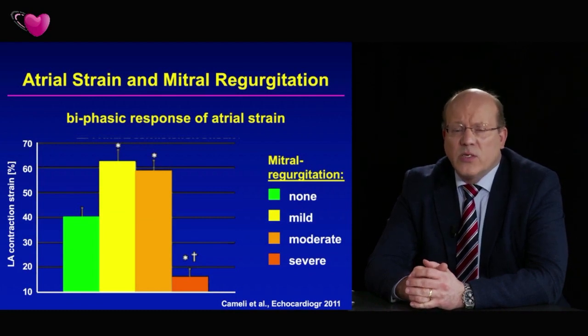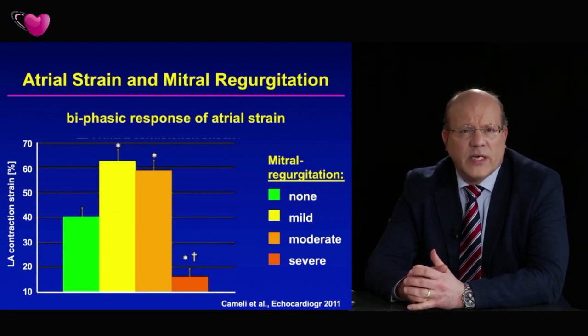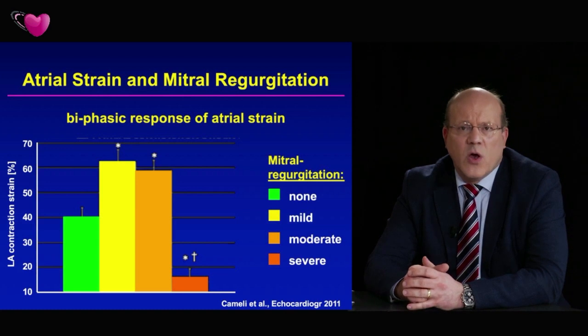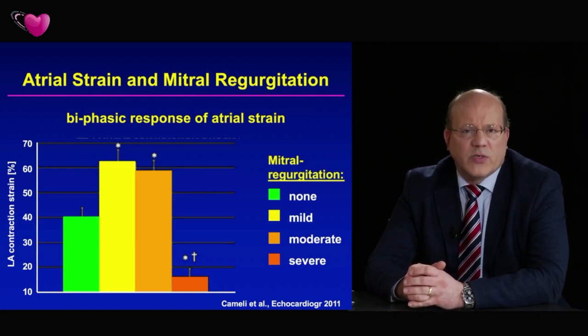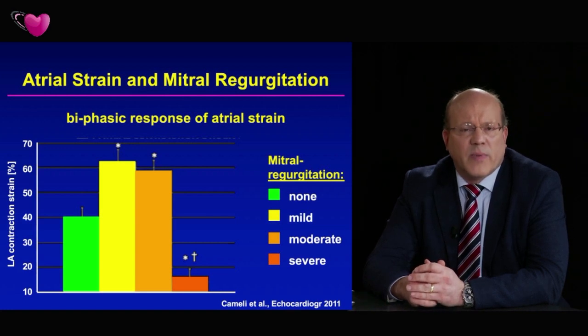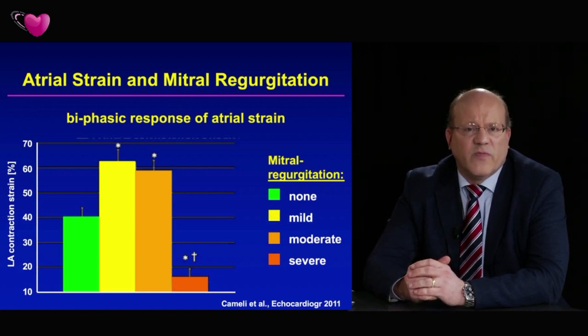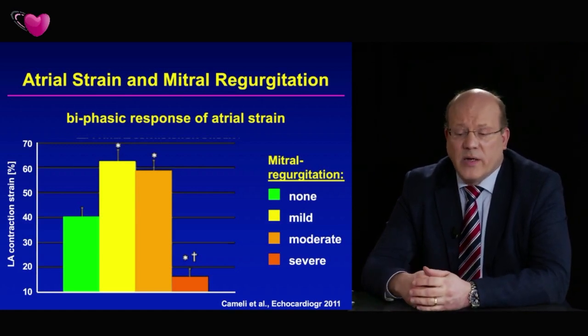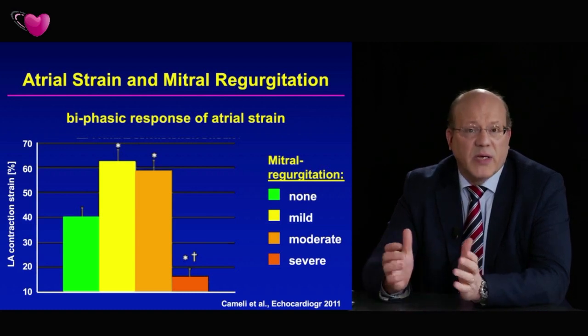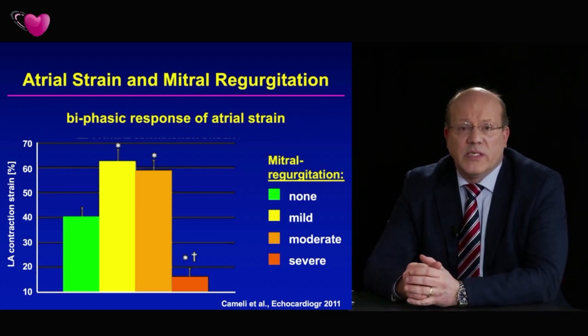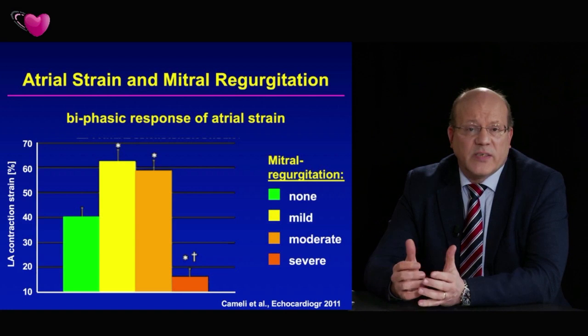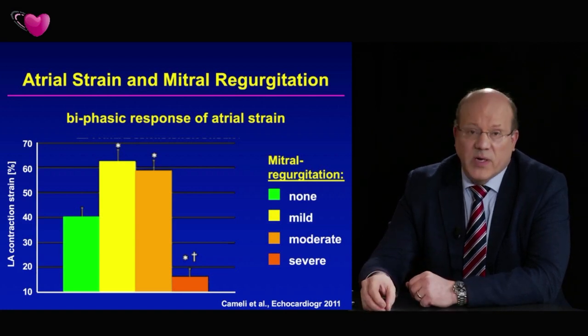The interesting thing is, however, when you look at the degree of severity of the mitral regurgitation, then you see that it's not so straightforward, because there was actually a biphasic response of atrial strain. The atrial strain indeed goes up with mitral regurgitation, but if the mitral regurgitation becomes more severe, then the strain goes down again. And this is due to the fact that the volumes go up and the atria become bigger and bigger in a more diseased state, so the relative deformation of the atrium becomes smaller.